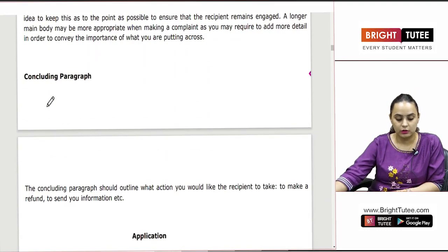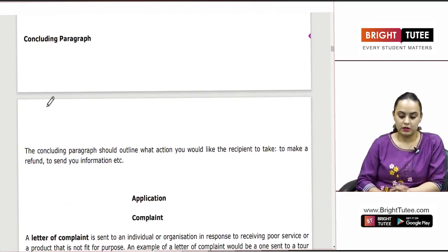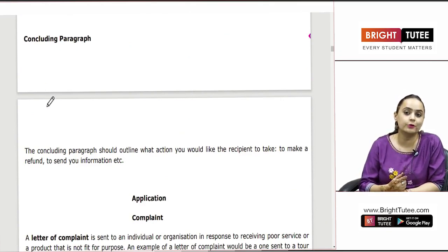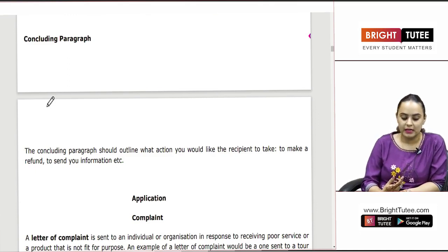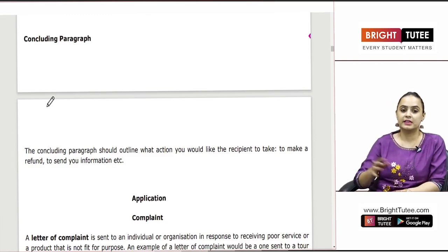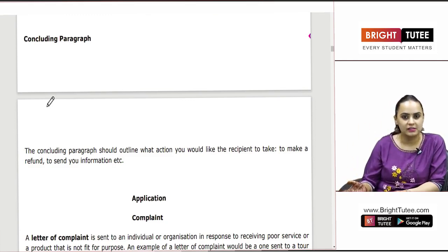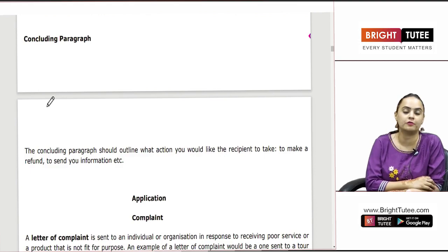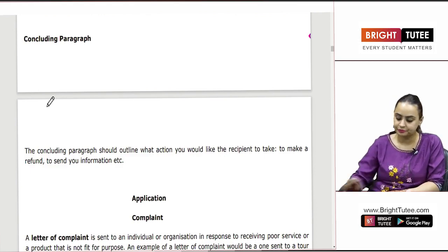Then comes the concluding paragraph. The concluding paragraph should outline what action you would like the recipient to take. So, the last paragraph will have what you want the receiver to do, to make a refund or to send you information, to take some strict action against the person, or whatsoever it is that you want the receiver to do. You have to make a mention of it in the last paragraph.